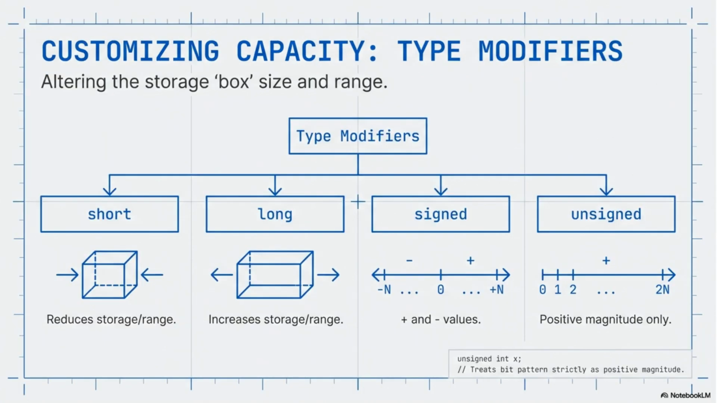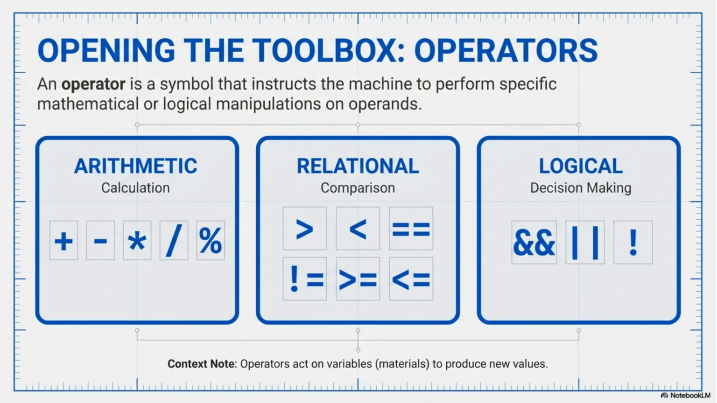Type modifiers allow us to customize capacity by altering the storage size and range. Short reduces storage, long increases it. Signed allows for positive and negative values, and unsigned restricts the range to positive magnitude only.